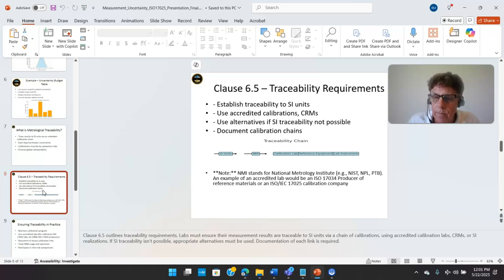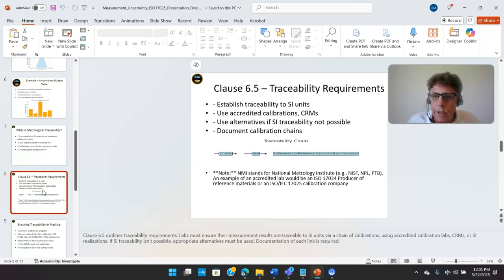17034 certified producers. So basically what we have here is a graph that shows the SI units and an unbroken chain of traceability through an NMI to your calibration lab reference equipment and lab instrumentation. NMI stands for National Metrology Institute. This is, for example, NIST or NPL, PTB. So basically, if you're using a producer of reference materials that is ISO 17034, that would be a proper NMI institute.